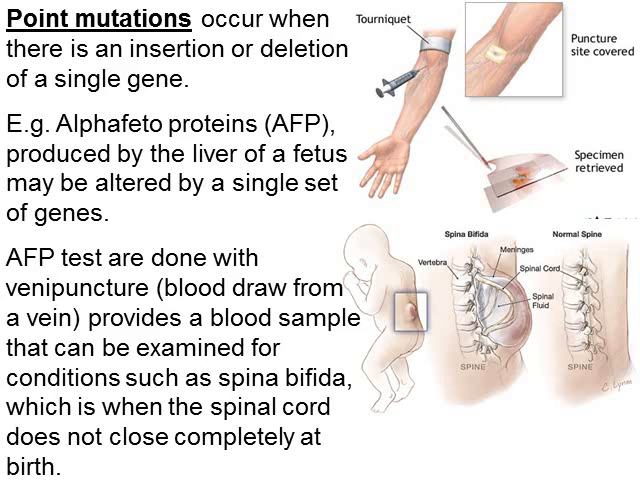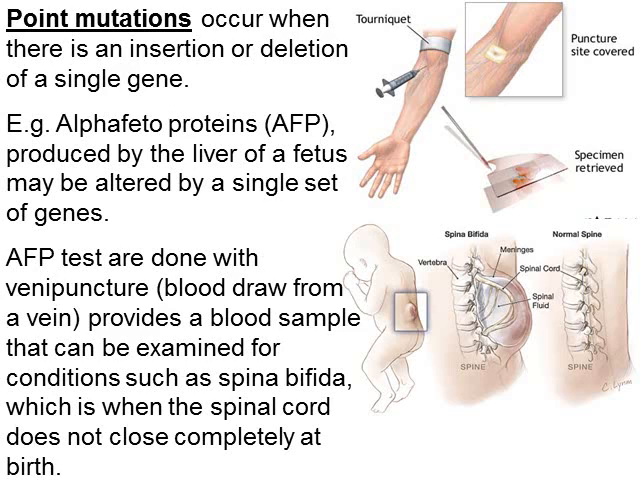A point mutation is an insertion or deletion of a single gene. In most cases, it's not a problem. All of us have point mutations, and we're not even aware of them. However, if we want to screen a mother, well, I should say a pregnant woman, then we can do an alpha-fetoprotein test by doing a venipuncture.